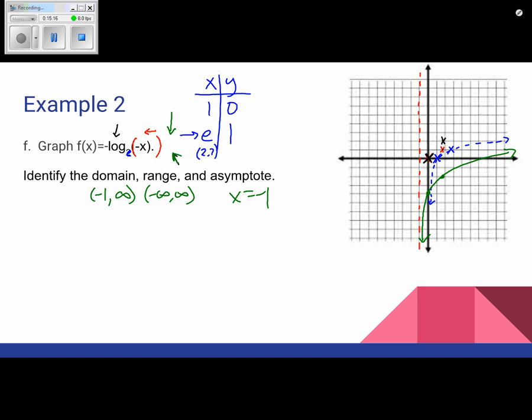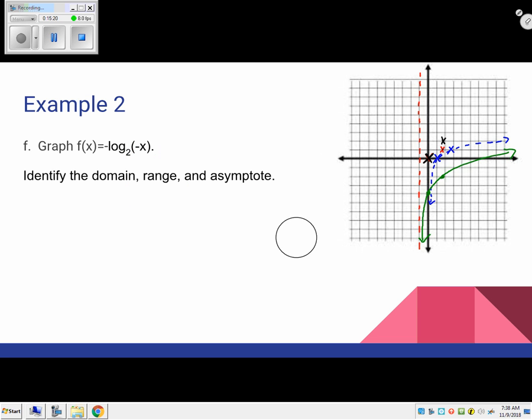Let's graph one more together. We'll make sure we're good on reflections, and then that'll be it for graphing.